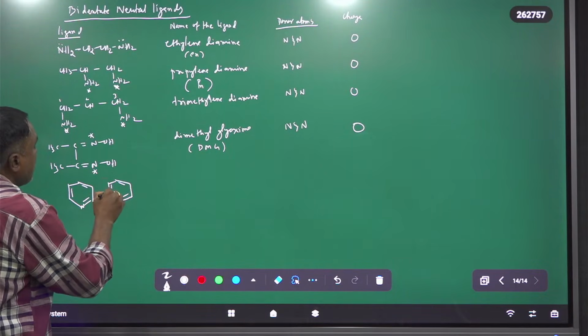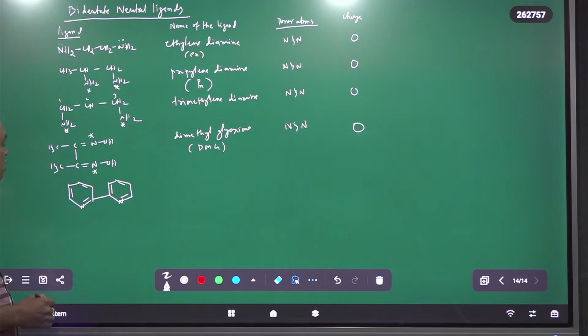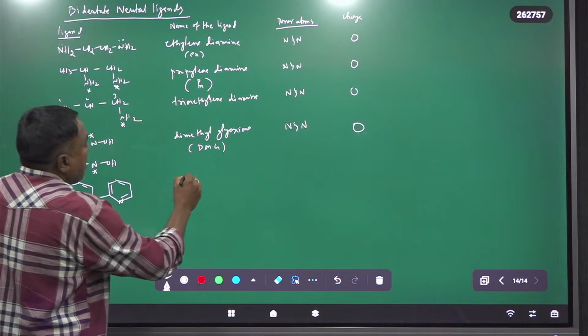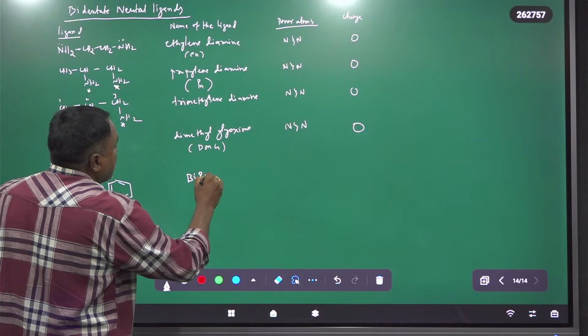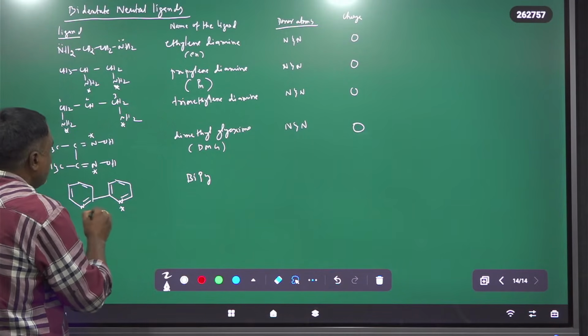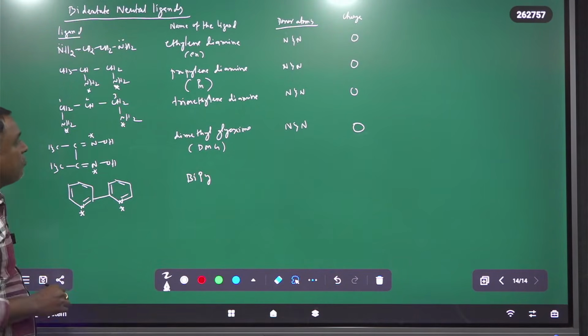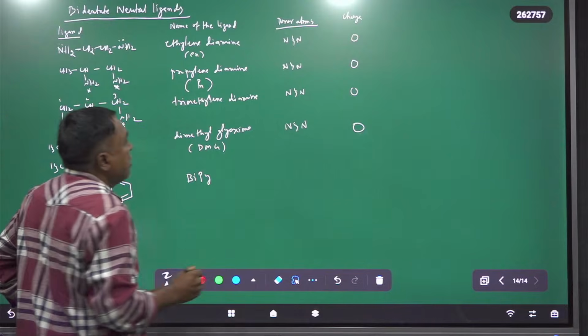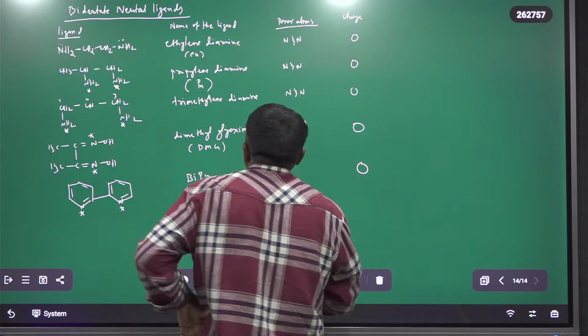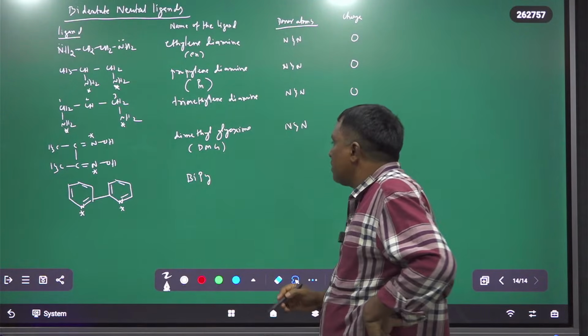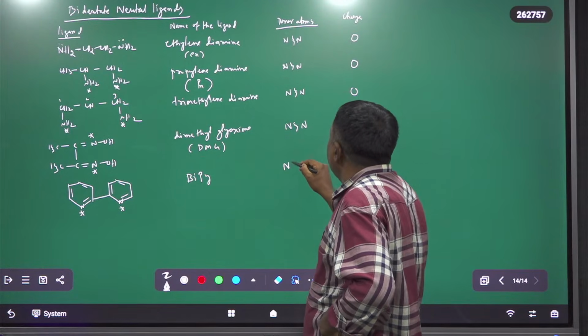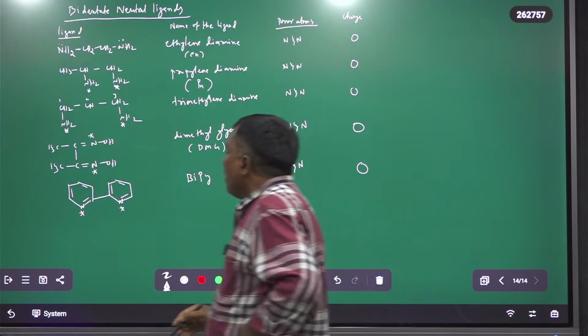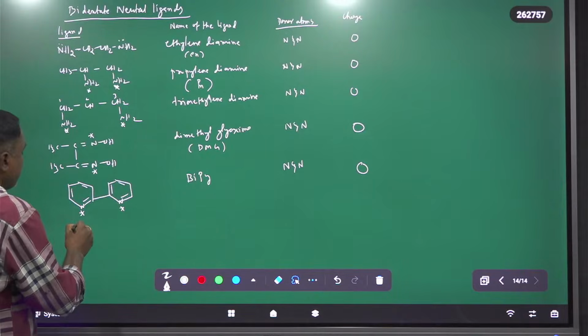Both will be joined at these places now. So this is the bipyridyl, BIPY, and this is one donor atom, this is another donor atom. Therefore this will also come under neutral ligand because there is no charge on the species, and the donor atoms are nitrogen and nitrogen.